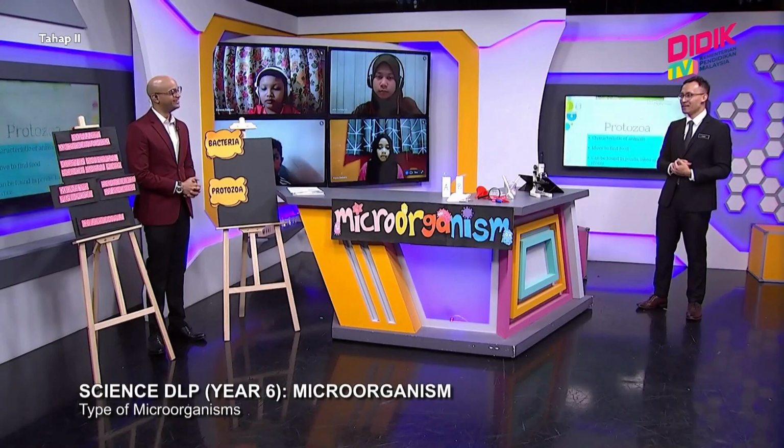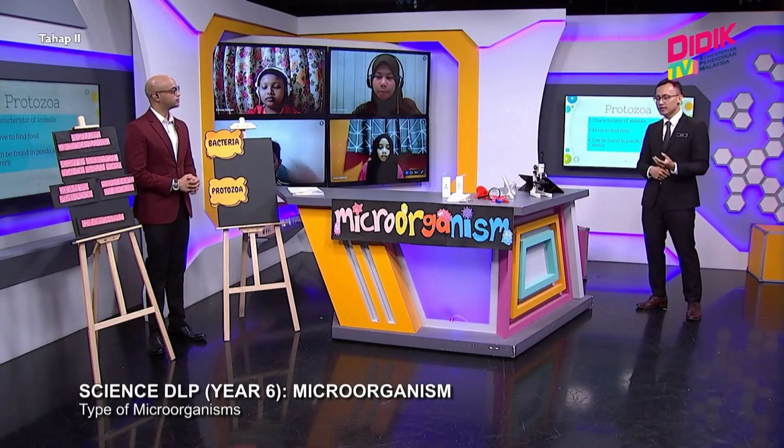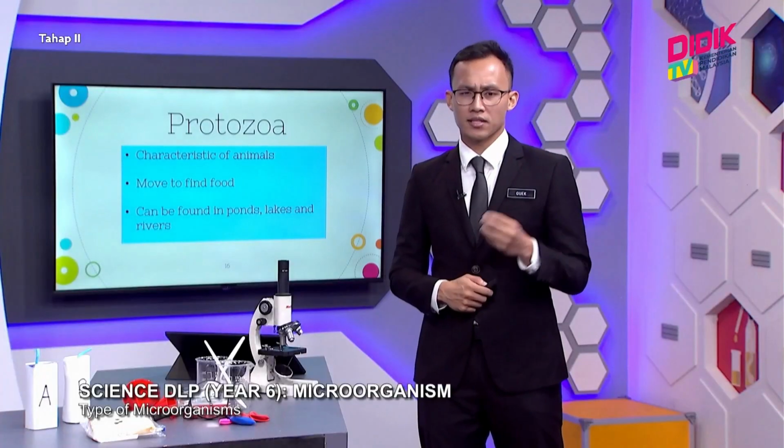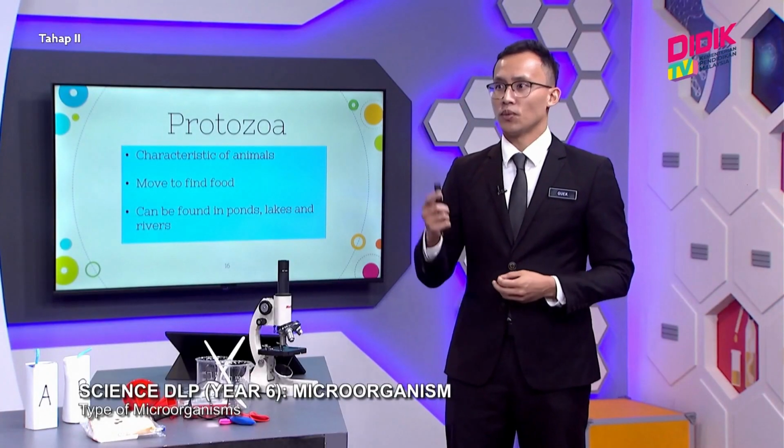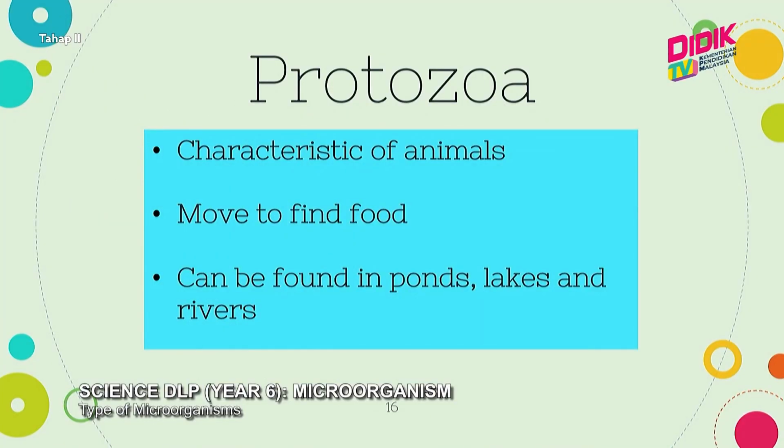Okay. Moving on, we have the protozoa. Like just now we learned that algae has the characteristics of a plant. So protozoa has the characteristics of an animal. So animals move around to look for food. They won't sit there and wait for food to come to them. The same goes for the protozoa. They move to find food, and they can be found in ponds, rivers, and lakes. They are widely found there.